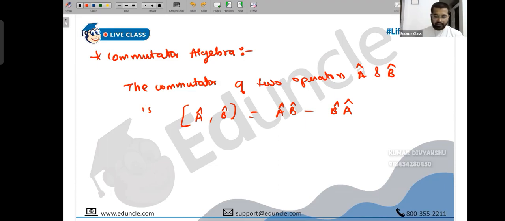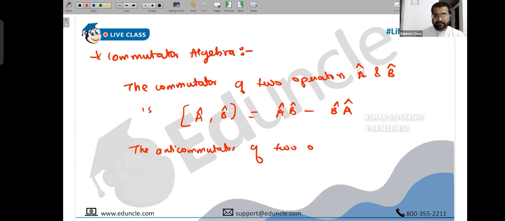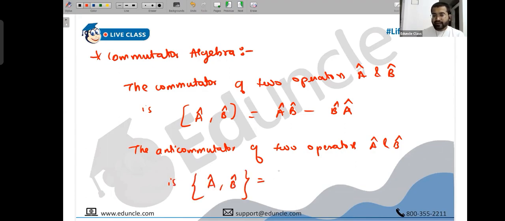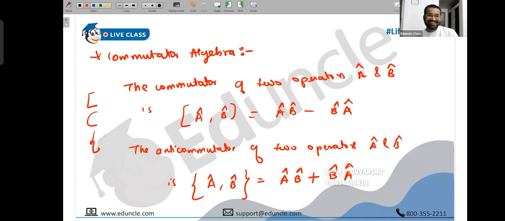Make a note. There is something called the anti-commutator also. The anti-commutator of two operators A cap and B cap, you write it in curly brackets like this, and this is A cap B cap plus B cap A cap. You just have to write plus instead of minus. This becomes the anti-commutator. By the way, this is known as square brackets, this is known as curve brackets, and this is curly brackets. Square, curve, and curly.